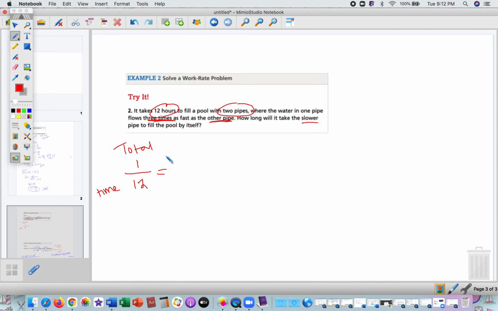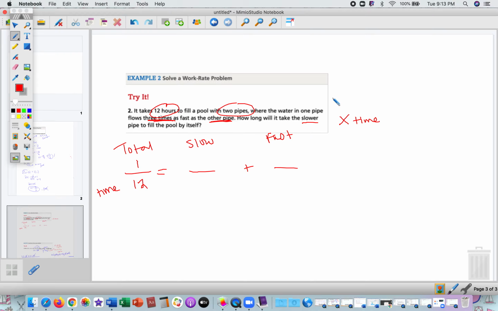But this pool was filled by 2 different pipes. So the first one is the slow one and the fast one. Together, we're able to fill this pool in 12 hours. So there's a slow and the fast. Now we don't know the time for either. So we can't, for example, over here, for the total, we know the pool, the one, was filled in 12 hours. We don't know the time for either the slow or the fast, so we're going to use a variable. We know that one fills at x rate, so at x time.